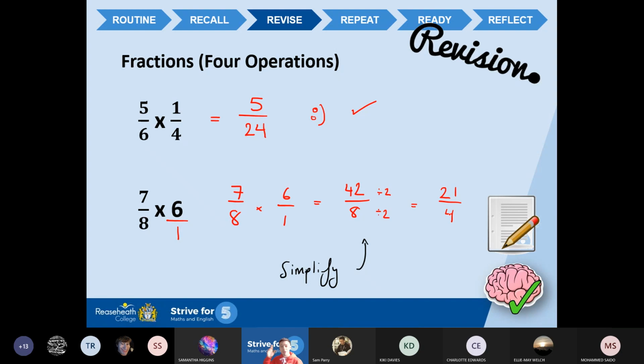And this is where you have to think in your brain, does any number go into both 21 and 4? If it doesn't, you know you've got your most simplified answer right there, and you picked up that extra mark. Okay, so always read the question carefully. If it says simplify, do that extra step. If it says give your answer as a mixed number, do that as well.